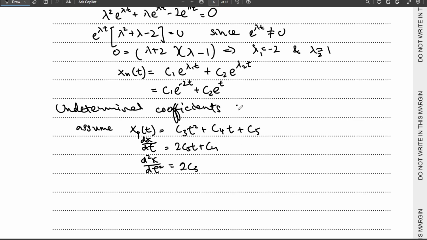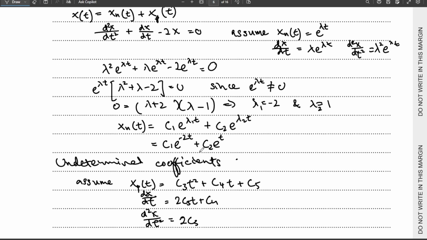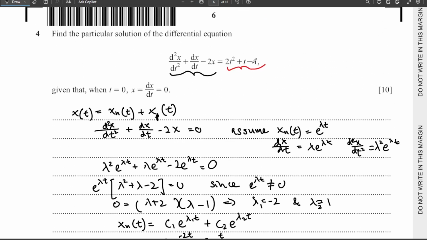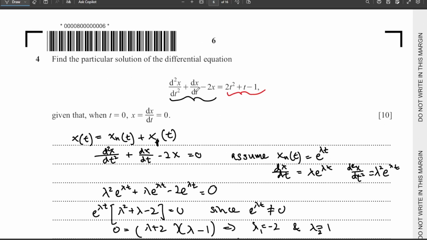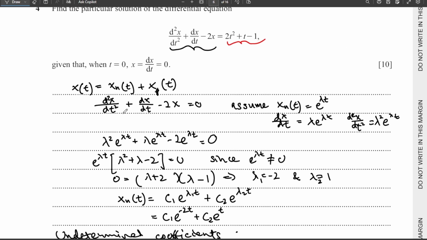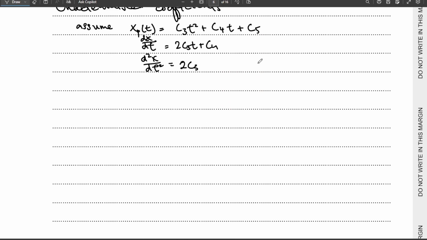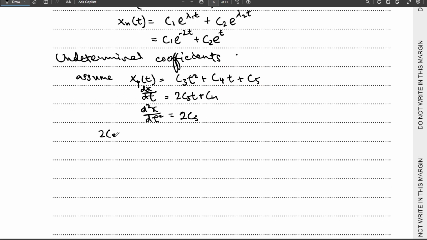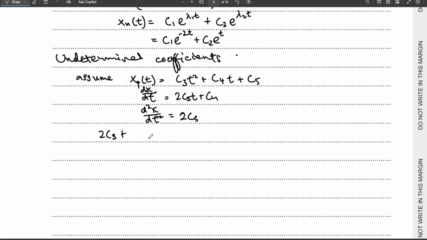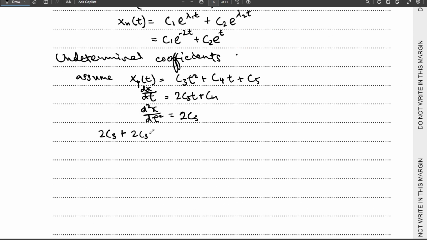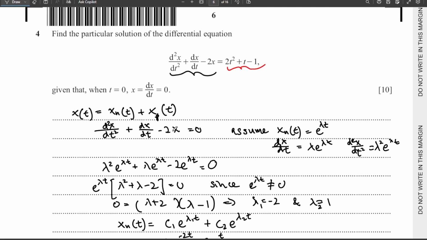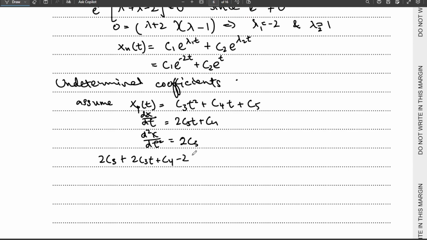So this is our first and second derivative, and we substitute back into our original differential equation and equate it to the polynomial. We have the second derivative, add the first derivative, subtract 2 multiplied by the original function of x.